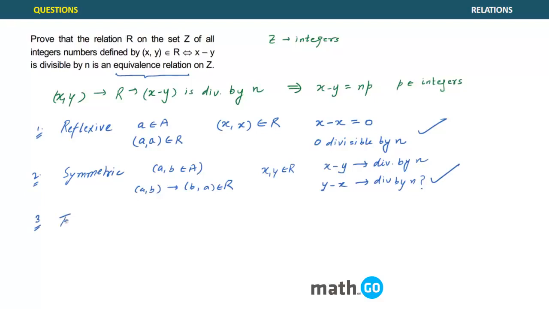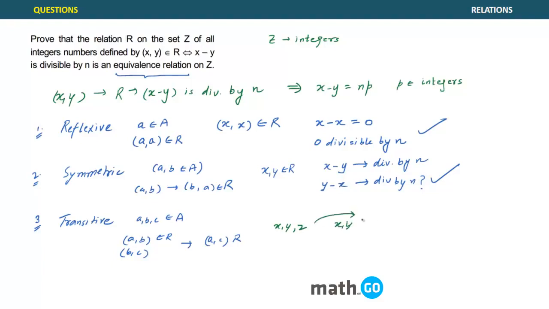Let's talk about the transitive part now. The first two parts are, I hope, completely clear to you. Transitive says that if a, b, c belong to the set, and a comma b is in the relation and b comma c also belongs to the relation, then a comma c should belong to the relation. So how do I apply this in this particular problem? Let's see. I take x, y and z as the elements. For transitive you require three elements.